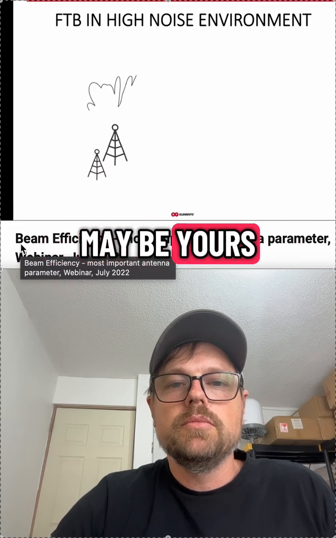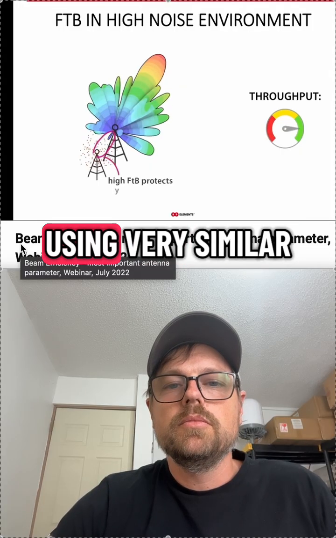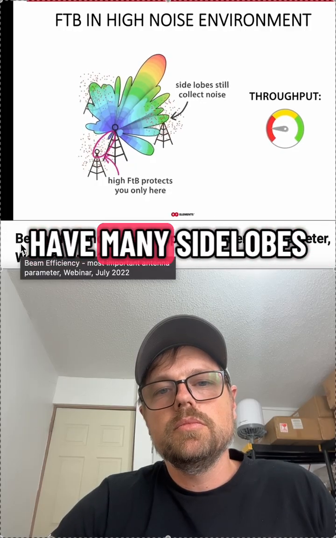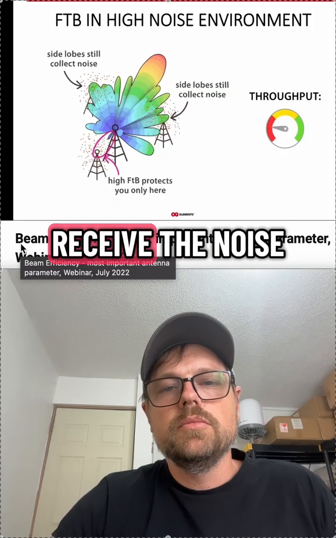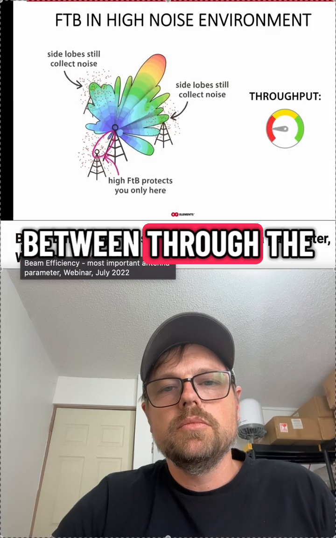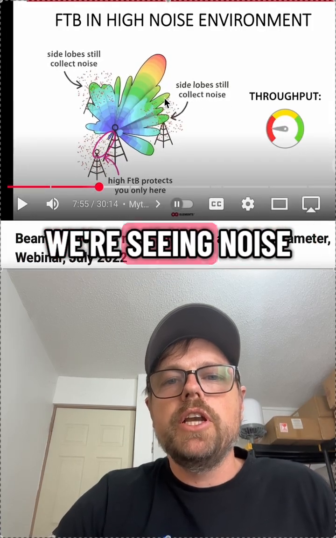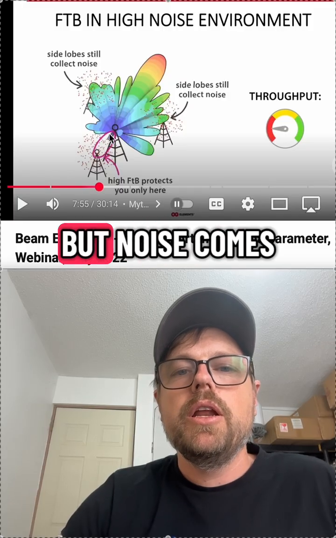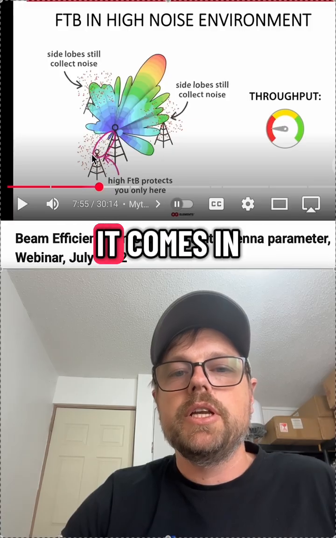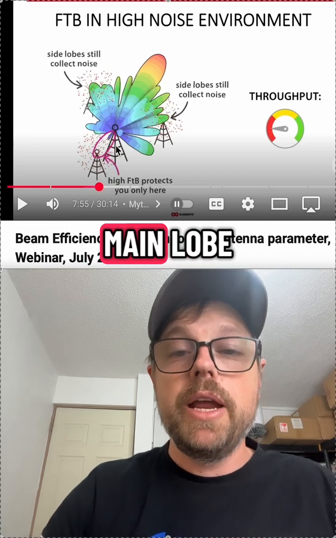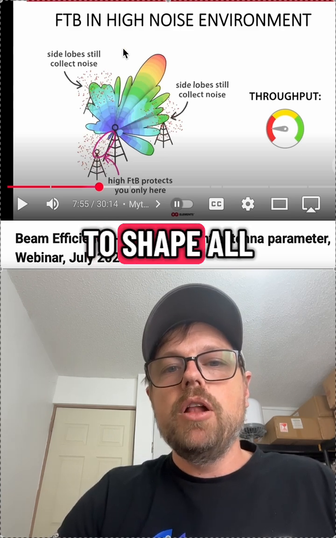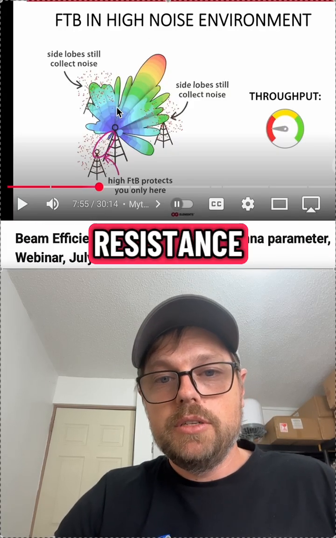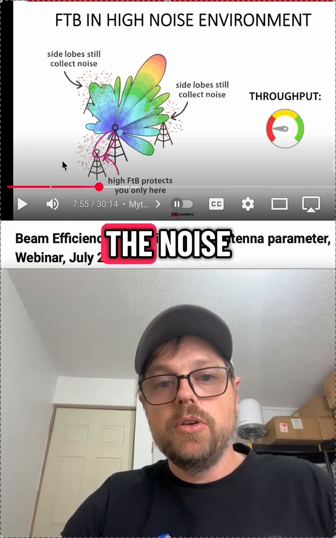These other links may be yours or competitors. Either way, they're using very similar hardware to yours, meaning their antennas most likely also have many side lobes that create noise, receive the noise, and anything in between through the rest of the side lobes. So again, we're seeing noise coming from the side lobes. Magically, there's no noise in the main lobe. But noise comes in the side lobes, it comes in this back lobe, and it also comes in the main lobe. If you were to shape all of these into one giant main lobe, maybe you're going to have better noise resistance, maybe not. It just depends on the source of the noise.